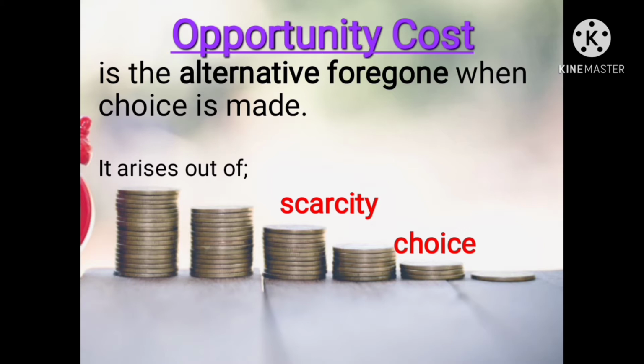And so we see that opportunity cost arises from the concepts of scarcity and then choice. Because of the limited available resources, we end up making choice. And in the process of making choice, we end up foregoing some alternatives. So the alternatives we forego become our opportunity cost. So opportunity cost, we are saying, is the alternative foregone when choice is made.